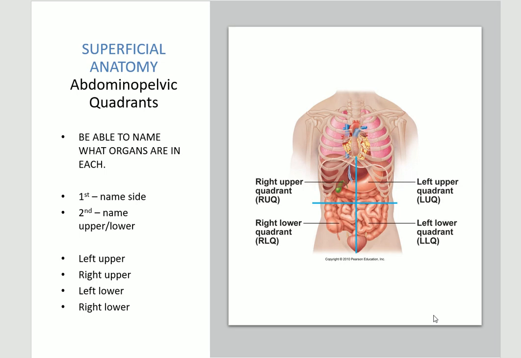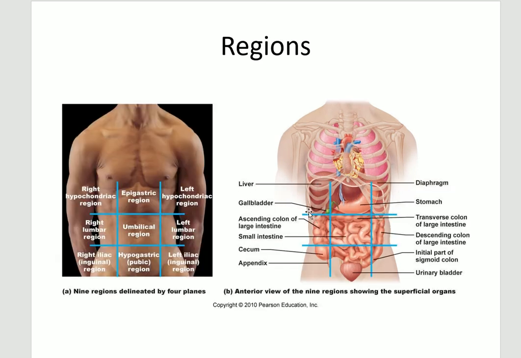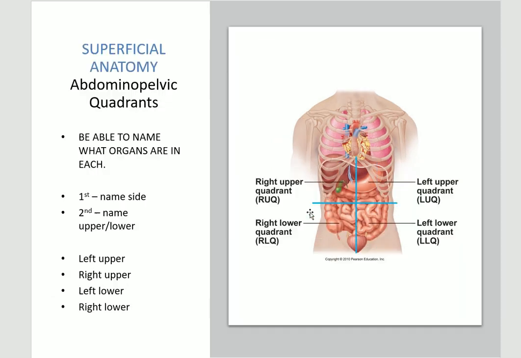Correct. Sorry. You might have a question on the quiz that's going to ask what organ is in both the right upper quadrant and the right hypochondriac region. And if you superimpose the two, so that's the right upper quadrant and the right hypochondriac region, notice the liver. The liver is in both. So that would be what you would answer.